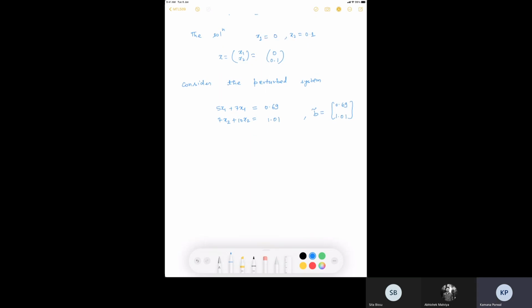Okay, now the corresponding solution, let's denote it by tilde because we denoted it by x tilde there, right? So you can find the solution. x1 tilde is going to be minus 0.17, and x2 tilde is going to be 0.22. This is a 2x2 system, so you can directly solve it. So basically x tilde is minus 0.17 and 0.22.